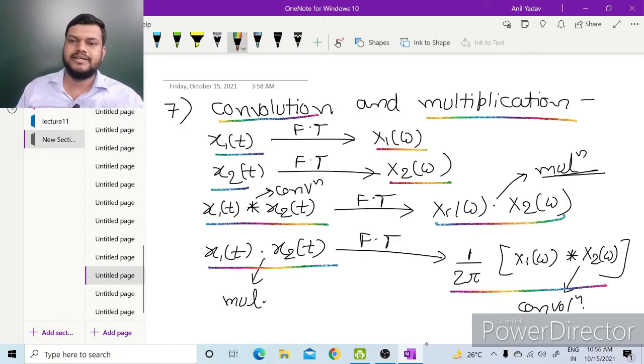Now our next property is convolution and multiplication. So if x1(t) has Fourier transform X1(omega) and x2(t) has Fourier transform X2(omega), then x1(t) convolved with x2(t) will have Fourier transform X1(omega) multiplied with X2(omega), and x1(t) multiplied with x2(t) will have Fourier transform 1 upon 2 pi X1(omega) convolved with X2(omega). So we can see here that multiplication in one domain results in convolution in another domain, and convolution in one domain results in multiplication in another domain.